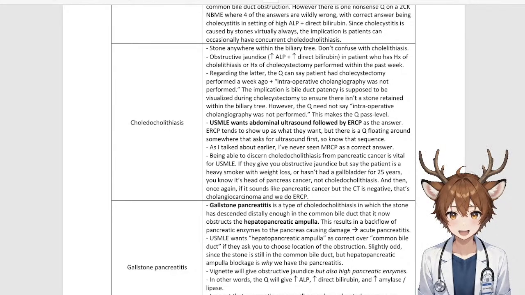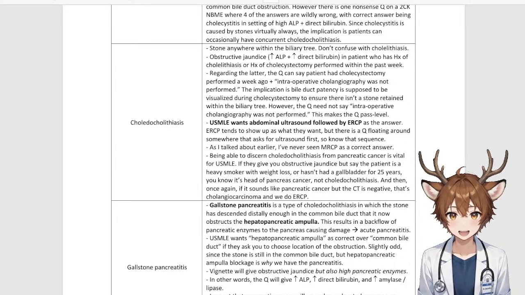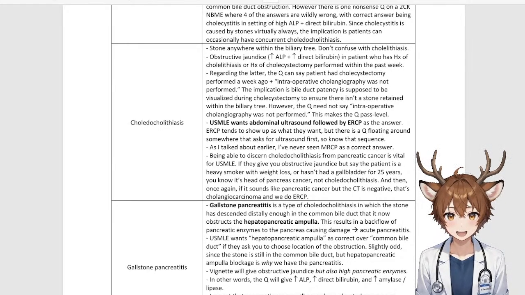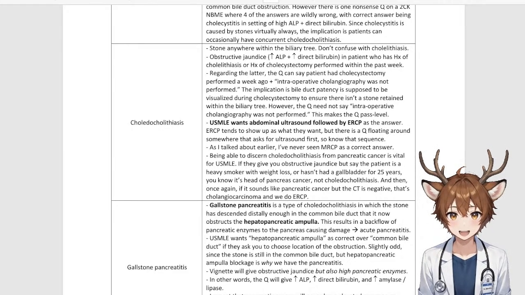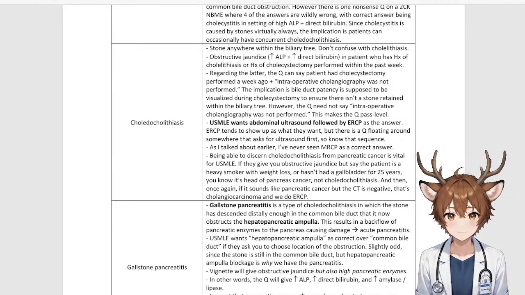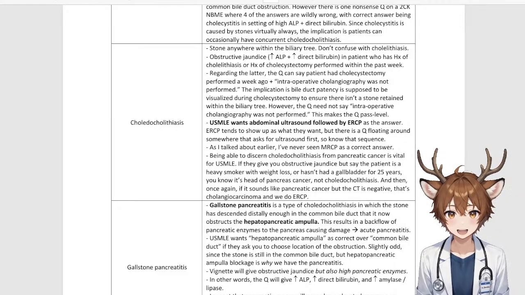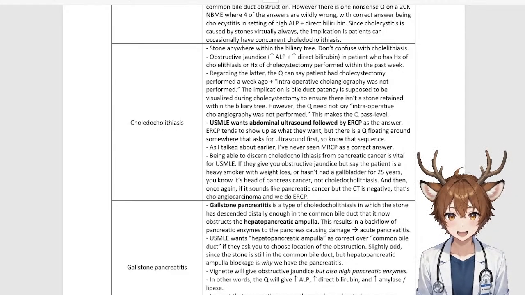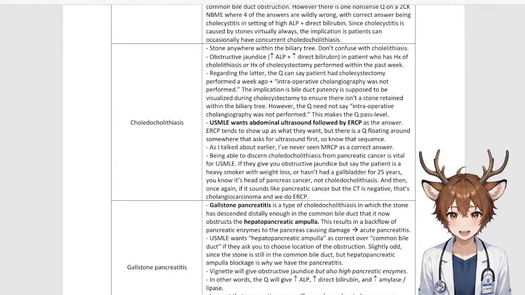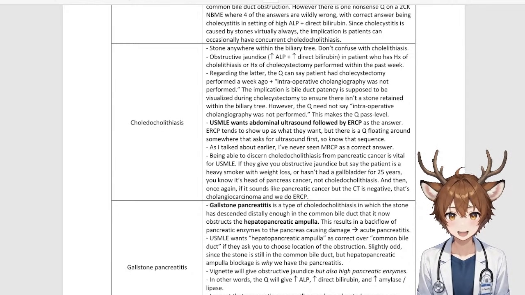Regarding the latter, the question can say the patient had cholecystectomy performed a week ago, plus intraoperative cholangiography was not performed. The implication is bile duct patency is supposed to be visualized during the cholecystectomy to ensure there isn't a stone retained within the biliary tree. However, the question need not say intraoperative cholangiography was not performed. This makes the question pass level. USMLE wants abdominal ultrasound followed by an ERCP as the answer.